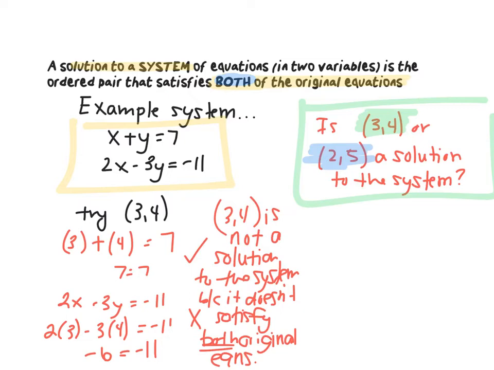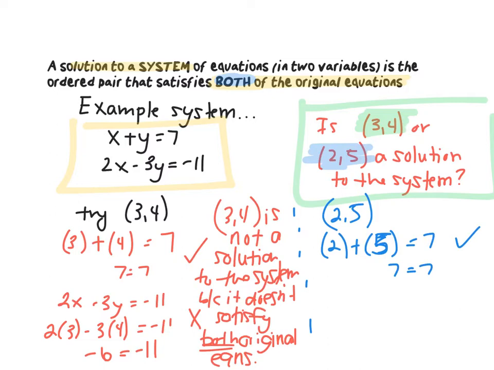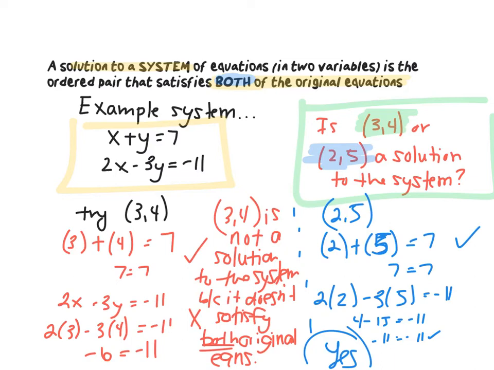Now if we try the other point, the point 2, 5, what we see is it will make the first one true. If I took the x value of 2 and added it to the y value of 5, I do get 7. So 7 is equal to 7, so it makes the first one true. But we have to check the second one. So 2 times 2 minus 3 times 5. Does that equal negative 11? So we get 4 minus 15. So we get negative 11 is negative 11. So this one is a solution because it satisfies both.